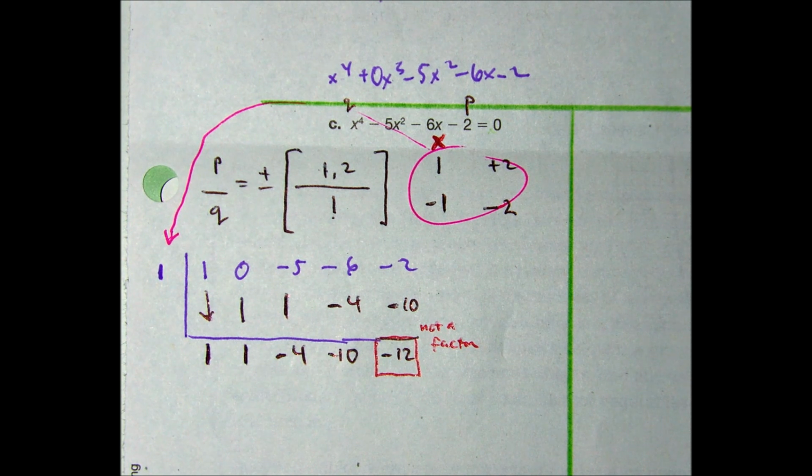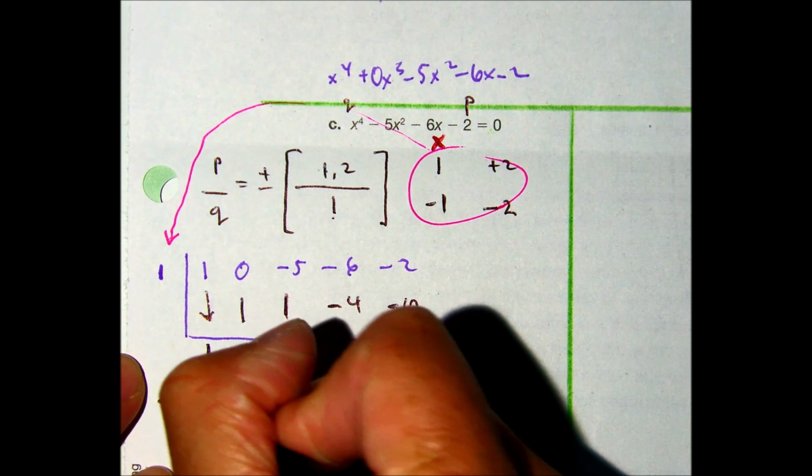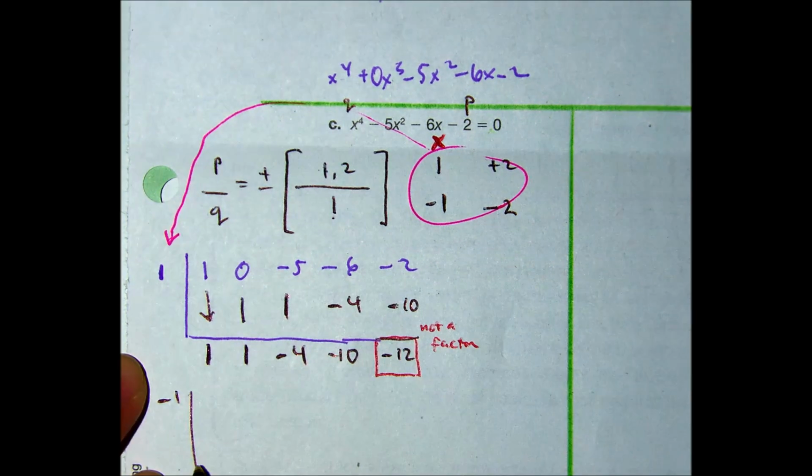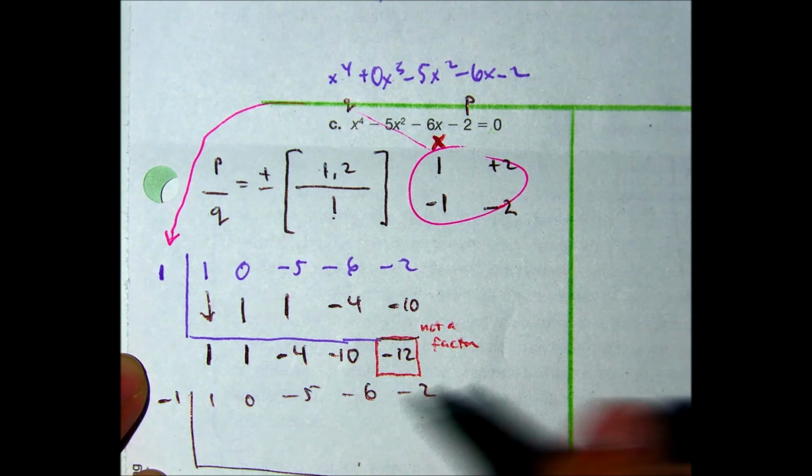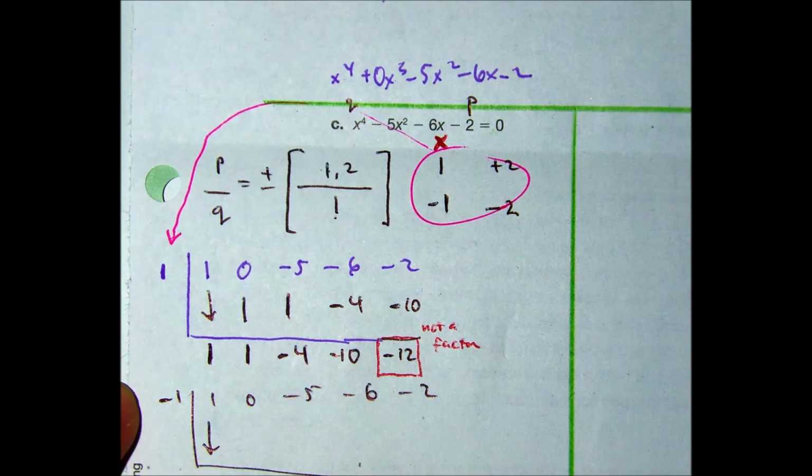Jasmine, pick another number for us to test. Oh, she's not here. Amy, she's not here. Brian? -1, he says. Let's try -1. Brian, tell me what to write.